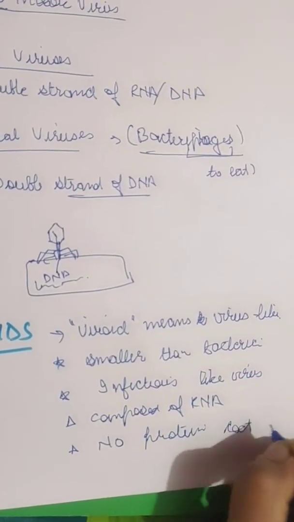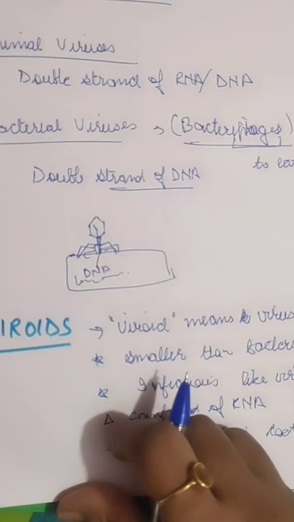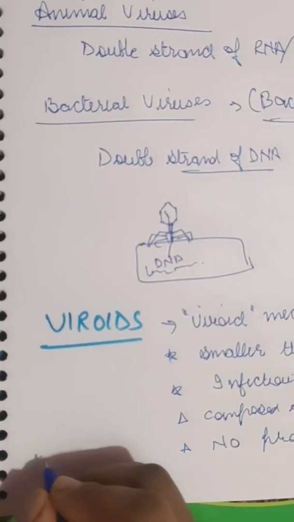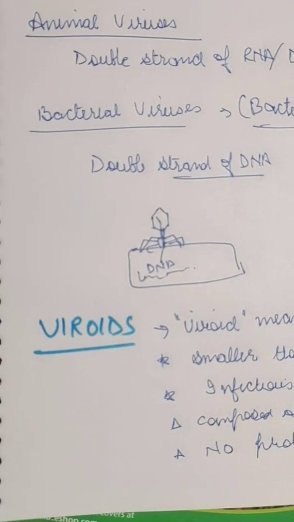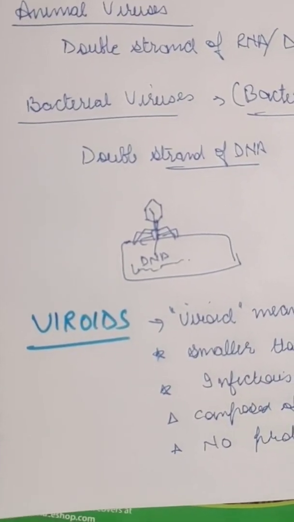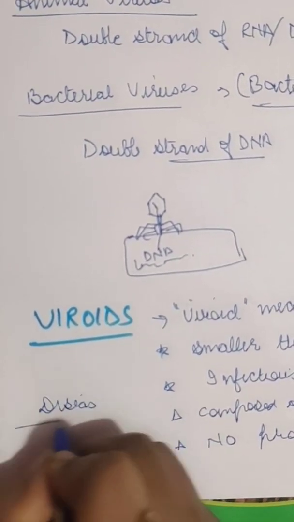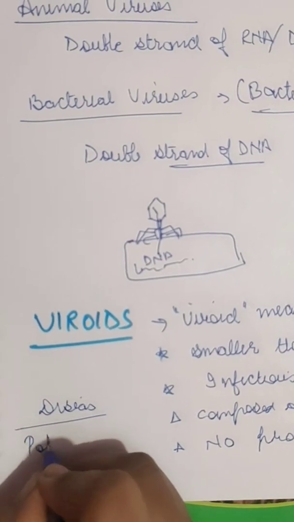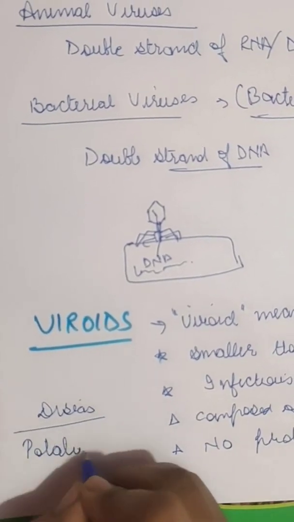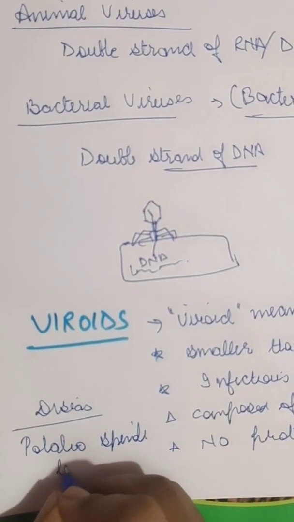Because they don't have any protein code for a capsid, that's why they are different from viruses. But they also harm organisms, such as causing potato spindle tuber disease, and it destroys the potato. So the disease it causes is potato spindle tuber disease.